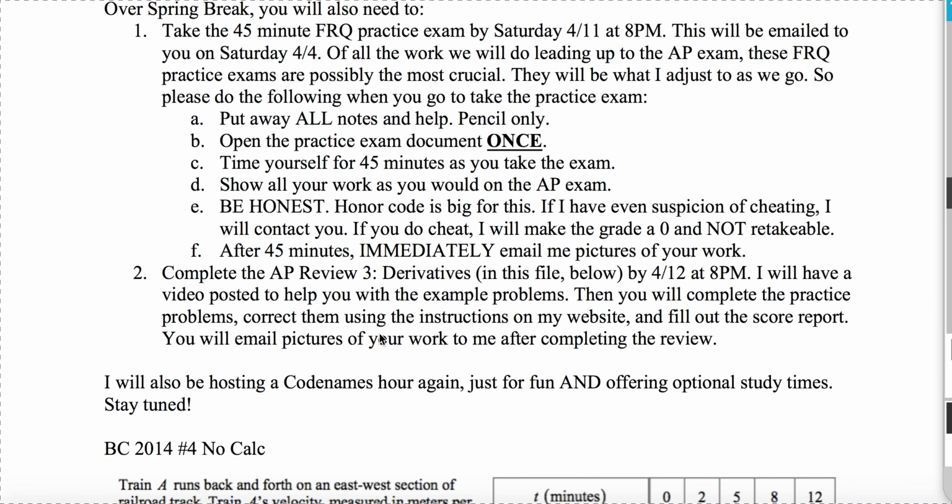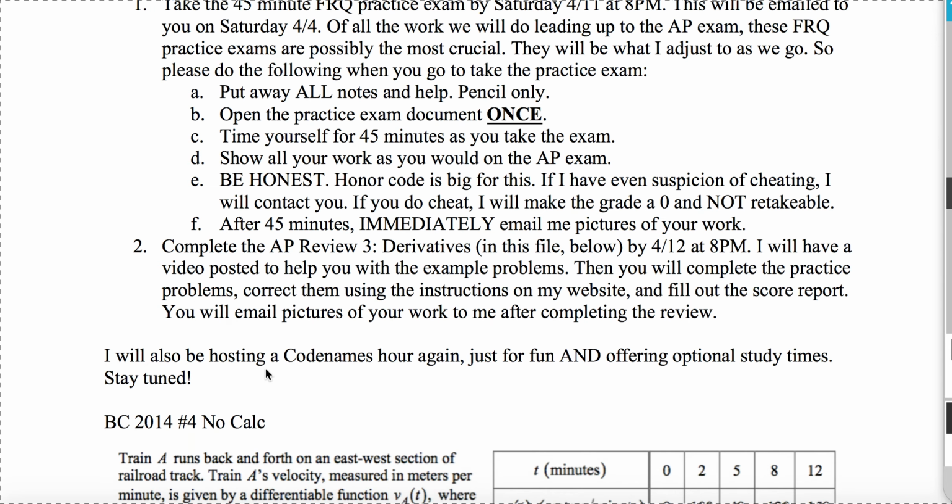And lastly, you need to complete the AP Review 3, that's derivatives, that's here in this file, by April 12th at 8 p.m. I'll also be having a codename hour if you want to come join me online for that. I'll post details about that and some optional study times, because people are giving me some great feedback about wanting some mini lessons and classes and things. So I'll offer some things over spring break. So stay tuned. Here we go.